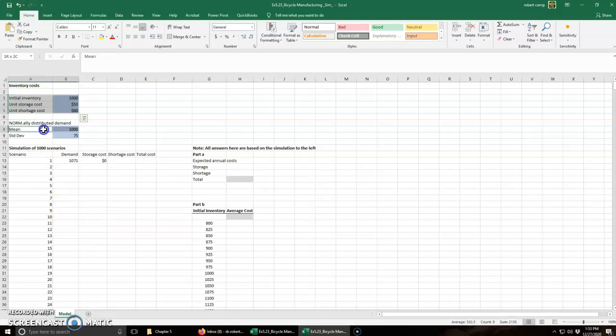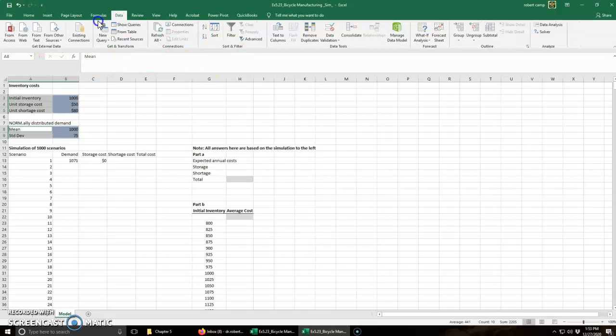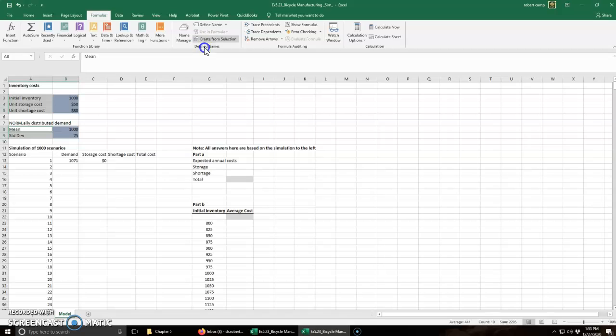So I'm going to highlight all these here because these are the ones I'm going to use. I'm going to go to data. I always screw that up. I actually go to formula, create from selection, left column. So now I'm going to go back and change this a little bit. Instead of using B8, we're going to put in mean. Instead of using B9, I'm going to put in standard deviation.